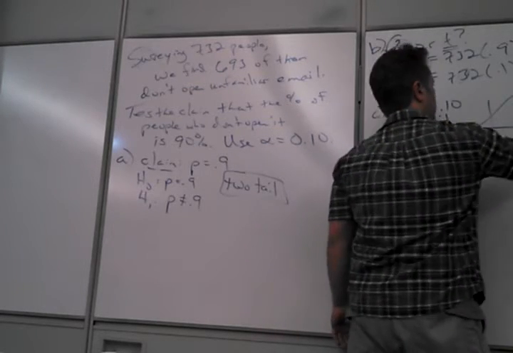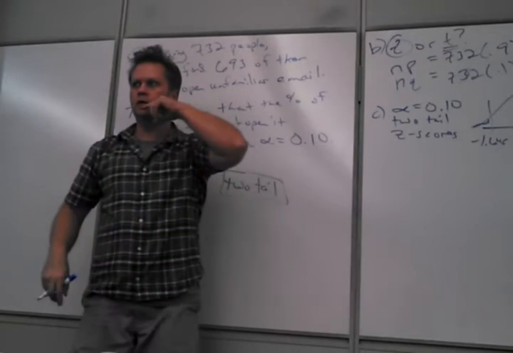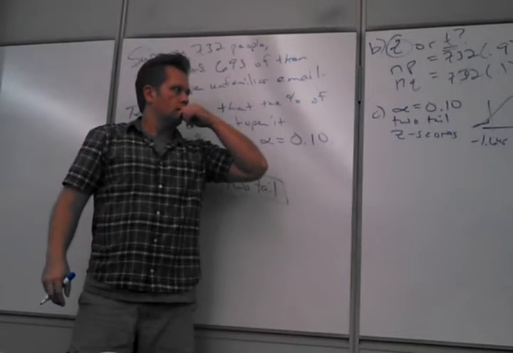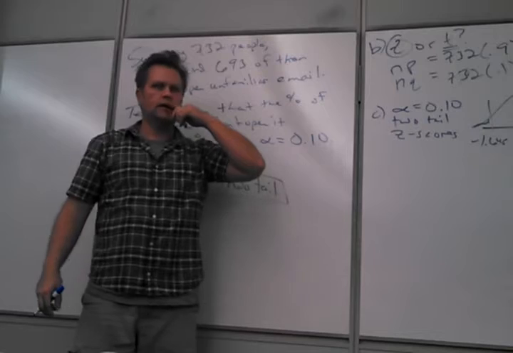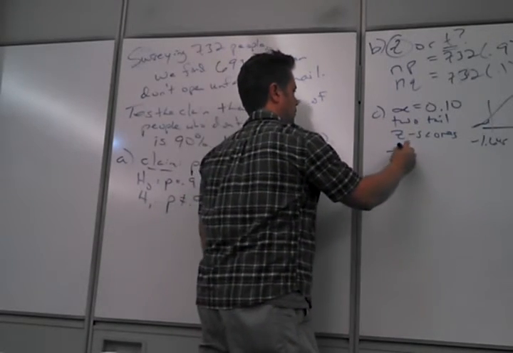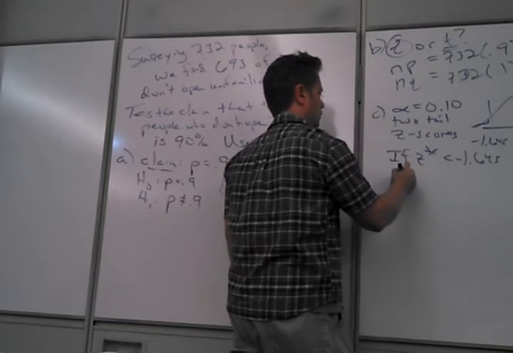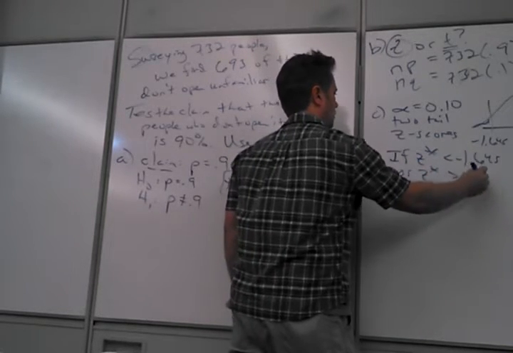So here's how you draw it. 2 tail tests, so you need one down below and one up above. And then how do I say this in words? Z star is less than negative 1.645 or greater than 1.645, reject.